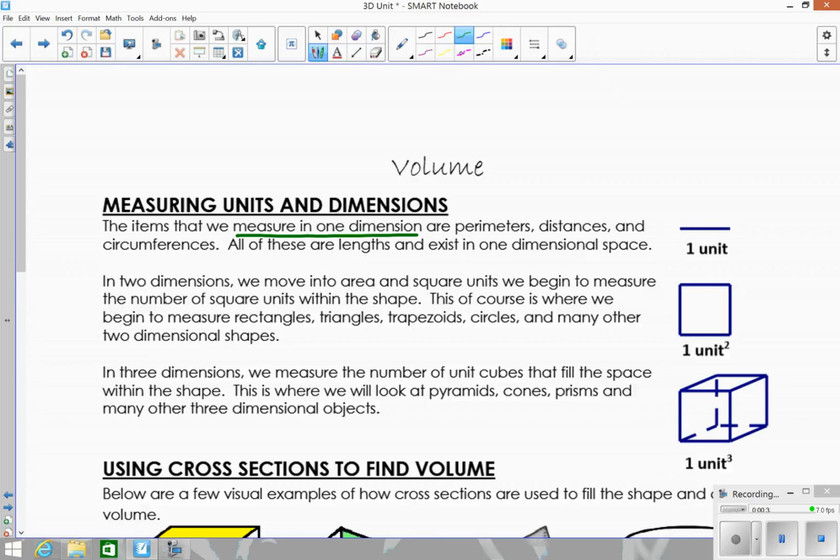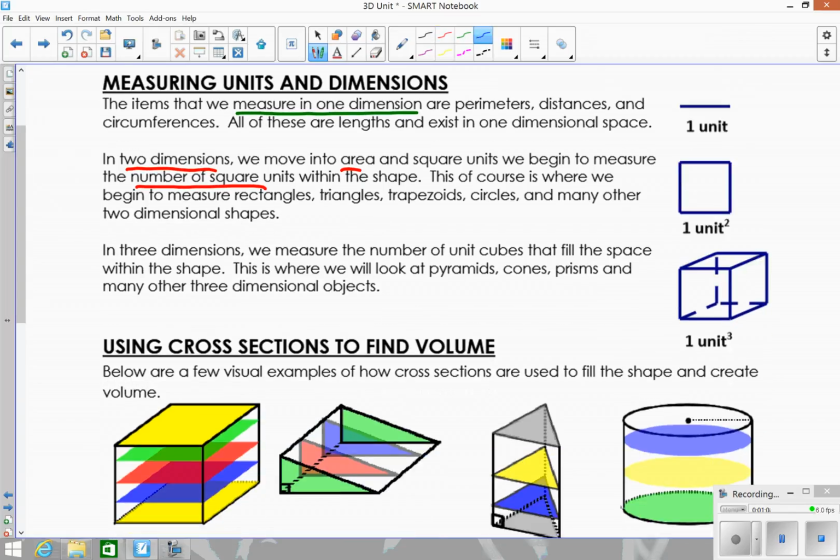Then when we get into two dimensions, we begin to talk about area. To find area, you're going to end up squaring the unit. So it's the number of square units within the shape. That means if you think about the area of the square over here, I would do side times side, or length times width, or base times height, which really means I'd be multiplying unit times unit. So 1 unit times 1 unit would be 1 unit squared. Also, if you think about it in terms of inches, inches times inches will become inches squared, or feet times feet, feet squared.